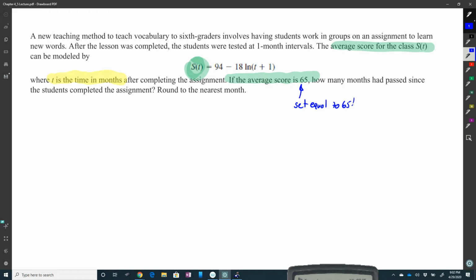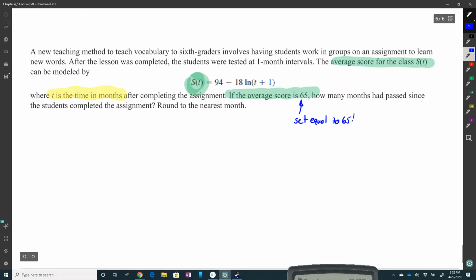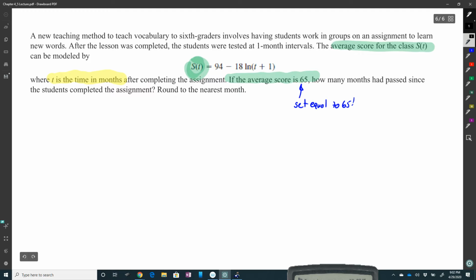Okay, so basically they're saying that if you teach a topic and you test over that same topic every month, then the scores should slowly go down as you keep testing it. Because the more time that's passed since you've taught it, you tend to lose information. So if the score was a 65, how long ago was the lesson taught? Is basically what they're saying.